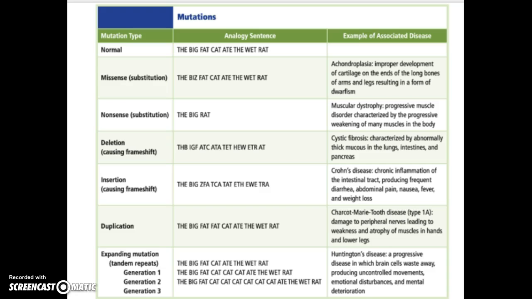A duplication. Here's an example of that. We duplicate the codon for fat. Now we have the big fat fat cat ate the wet rat. In general, the cell understands what's going on, but that repeated information is not necessary. The tandem repeats, these expanding mutations. Here we have, again, the big fat cat ate the wet rat. We can keep going on with the cat, and every generation that comes, you end up with more repeated information.